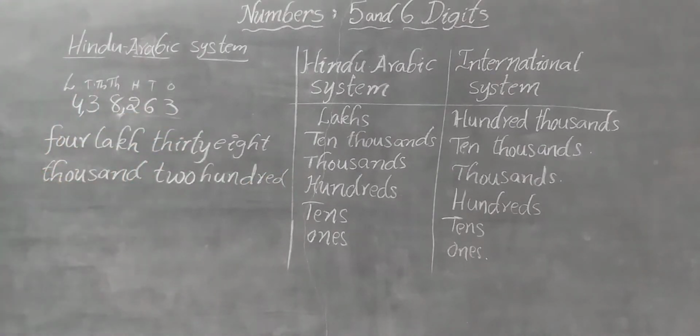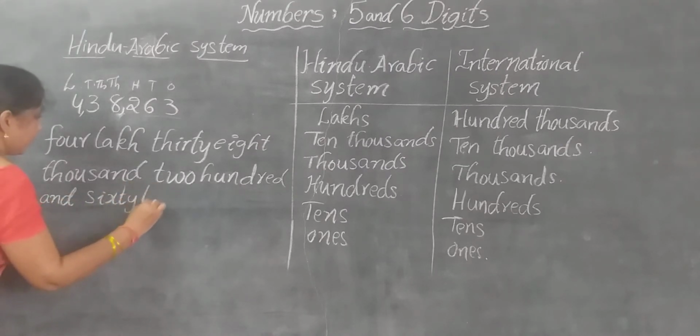63 or 63? 6 tens are 60 plus 3. So 63, not 63. We have to say it like that. 63.